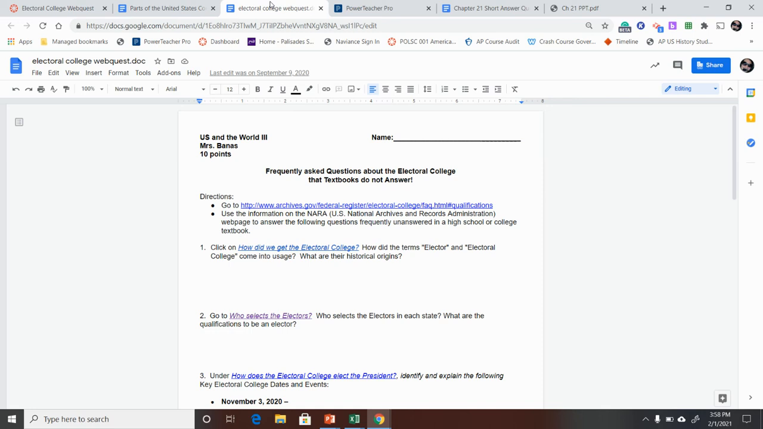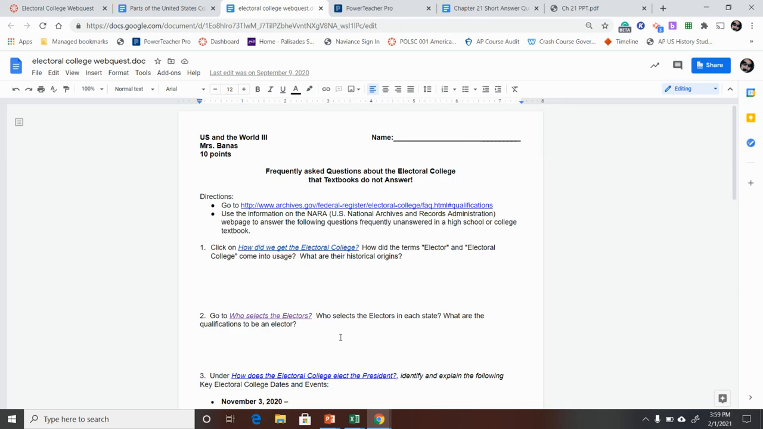What I'm going to have you do, again, is answer the frequently asked questions about the Electoral College that most textbooks do not answer, including your textbook. There are a number of links here where you're going to get the questions. I start out with basically, where do these terms come from? Why do we have the Electoral College? So you're going to read about the Founding Fathers and why they felt that was important. Why don't we just elect the president through the popular vote?